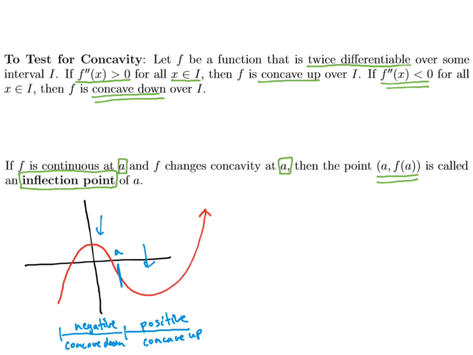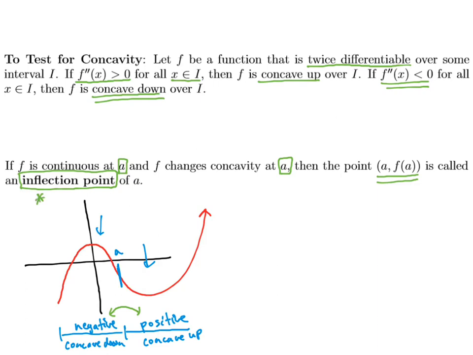Okay, so to summarize everything, if the value of the function when we take the second derivative is positive, during that interval the function will be concave up. If the second derivative tells us that the values in the interval are negative, the function is going to be concave down. And wherever a function changes from concave down to concave up, or vice versa, from concave up to concave down, we call that an inflection point.